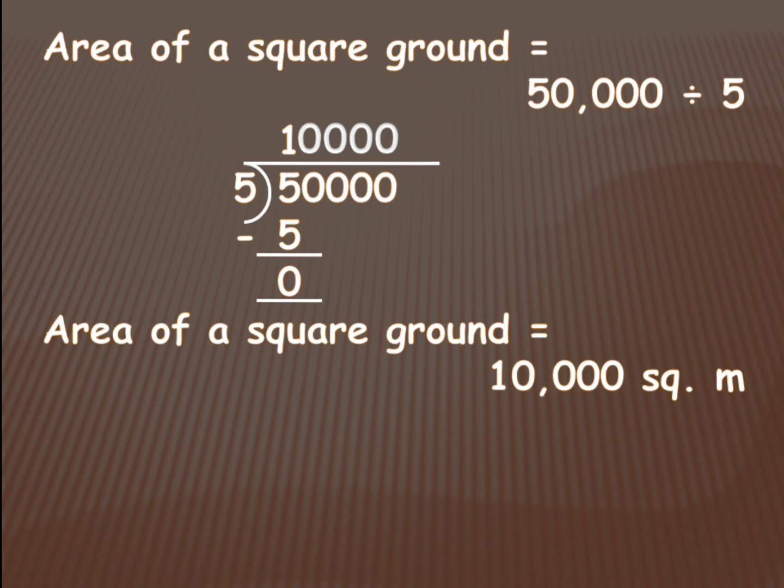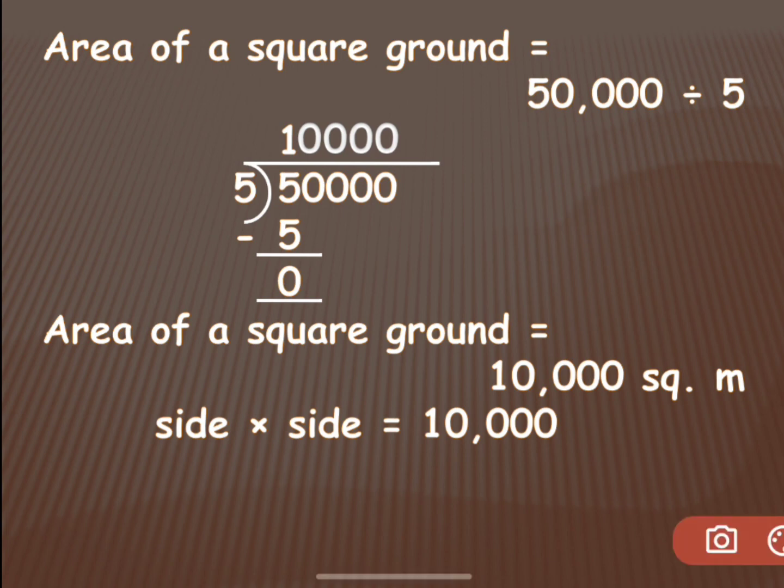Now we have to find the length. So how you can find the length? Area of a square ground will be equal to side into side, isn't it? That means side into side is equal to 10,000. Again, here we have to use the mental maths, children. So how many zeros we have? 1, 2, 3, 4. 4 zeros.